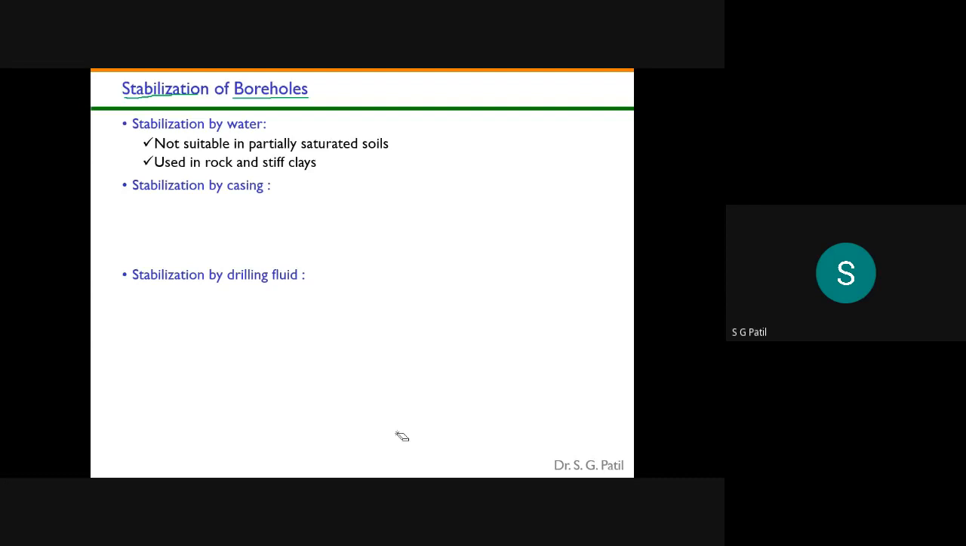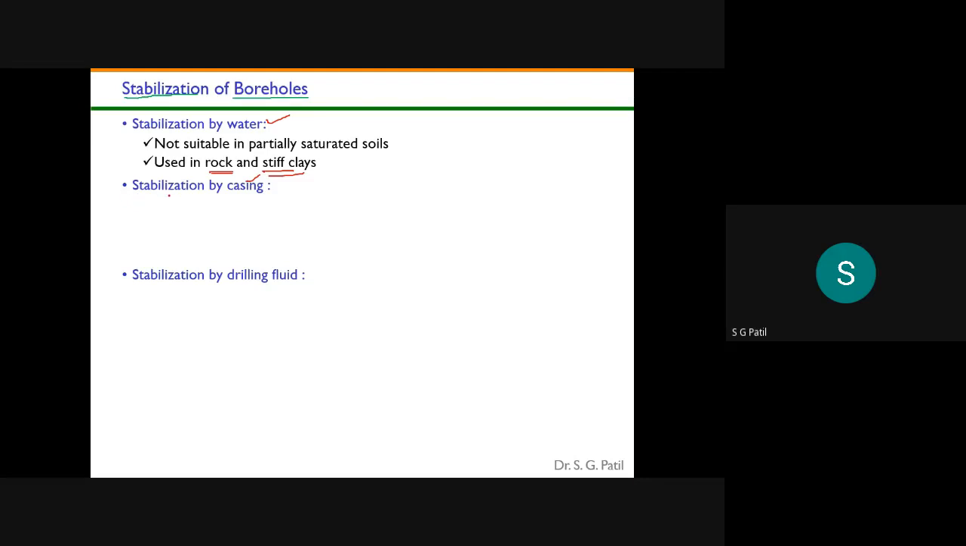So what are the different methods of stabilization of the borehole? There are 3 methods. Either you can use just water, or you can use a casing pipe, or you can use the drilling fluid. In the case of water, it is not suitable in a partially saturated soil. It is used only in rock and stiff clay. If you have a sandy type of soil or a very soft clay, then water alone cannot stabilize the borehole.